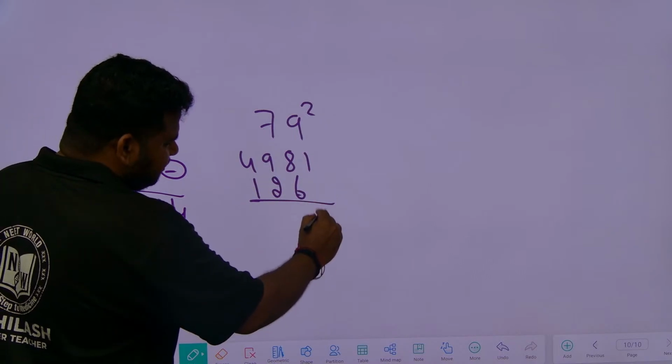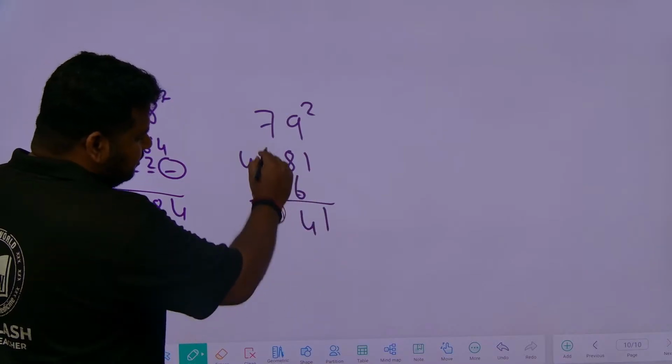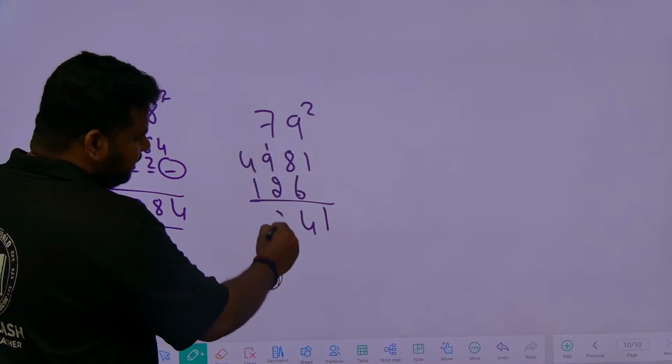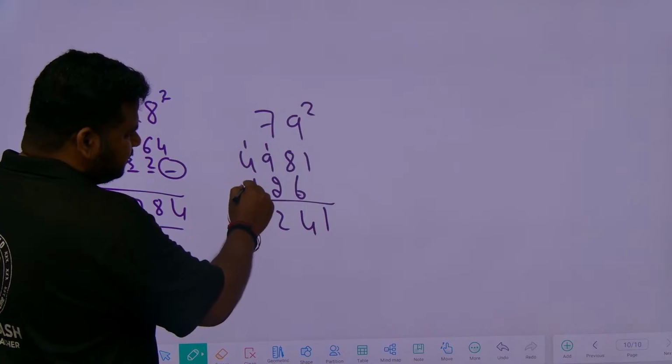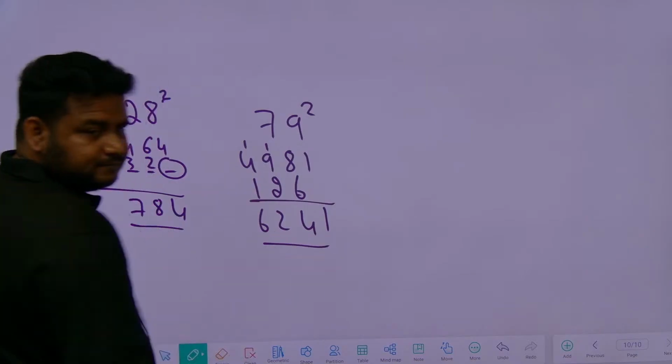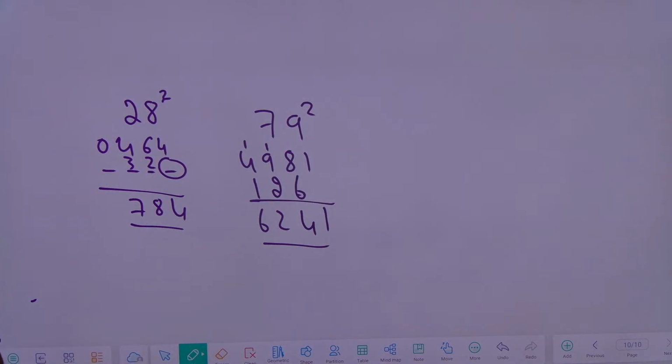So what will we have? 1 plus 0 is 1 only. 8 plus 6 is 14. 9 plus 1 is 10. 10 plus 2 is 12. Then 4 plus 2 is 6. 6 2 4 1. Like this you can find the square of any 2-digit number.